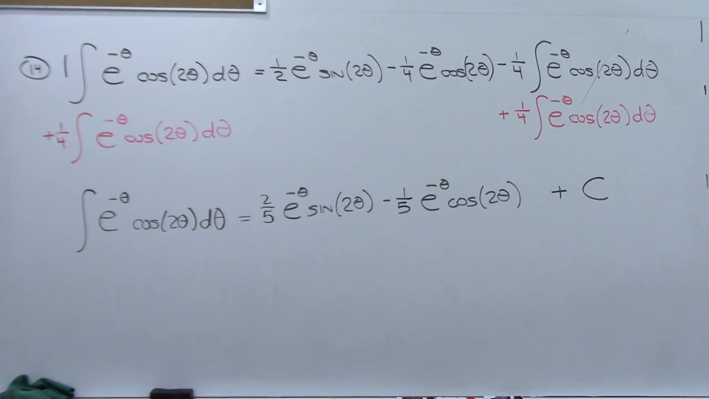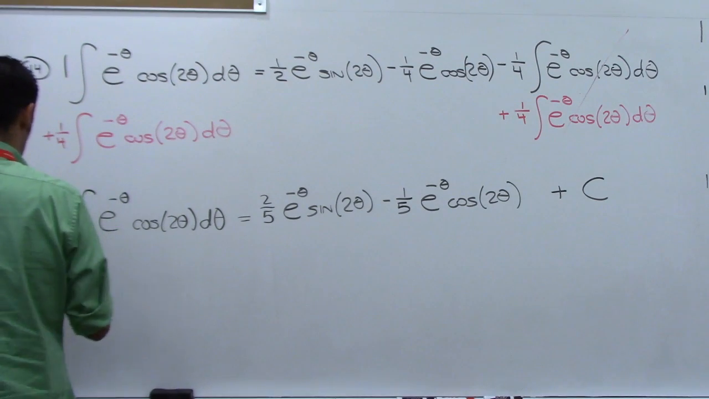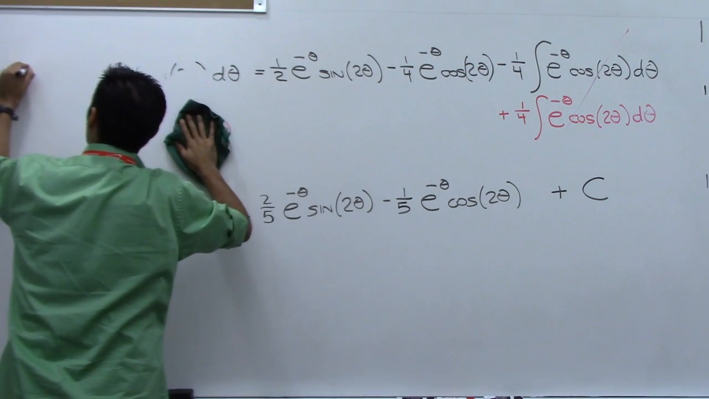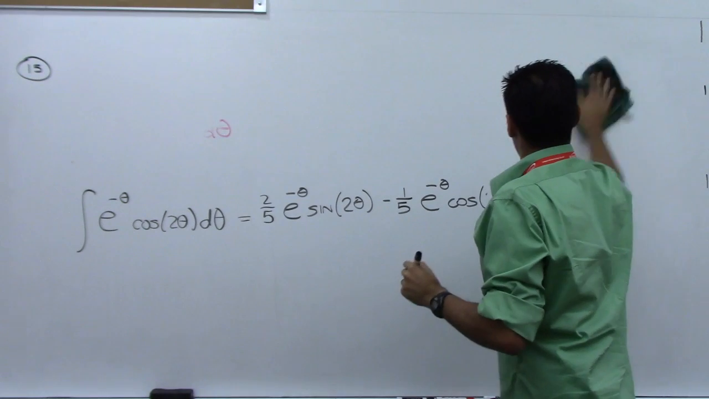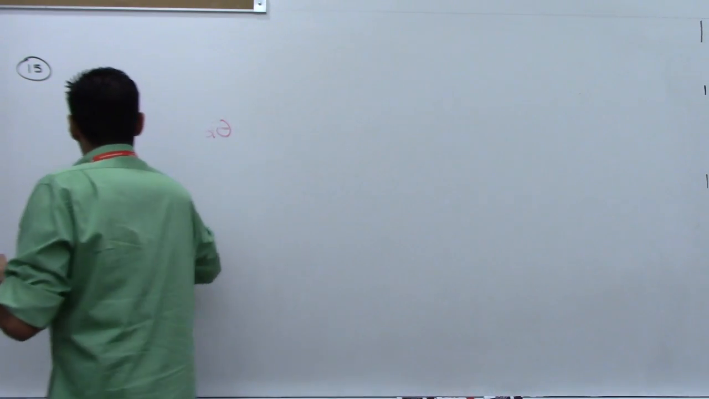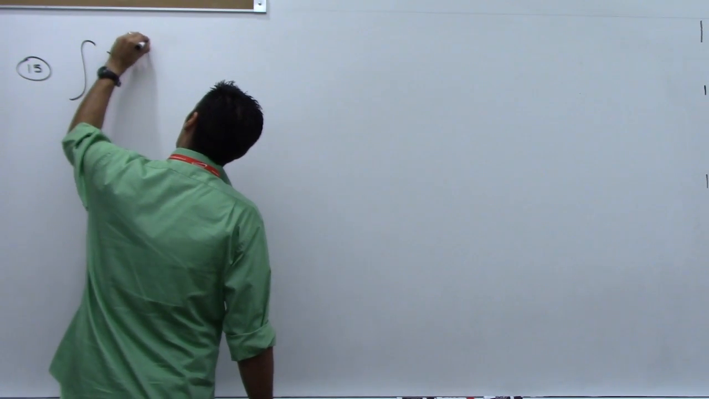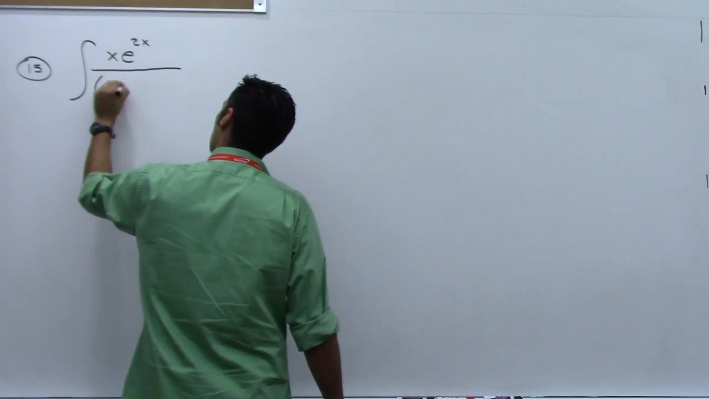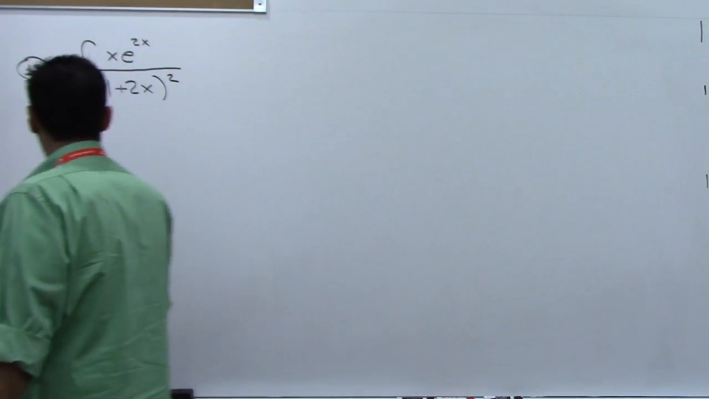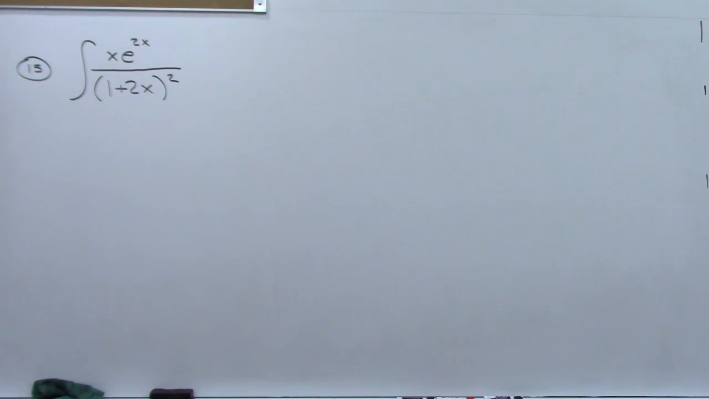All right, number 15. Okay, so number 15, integral x e to the 2x on top over, in parentheses, 1 plus 2x quantity squared.